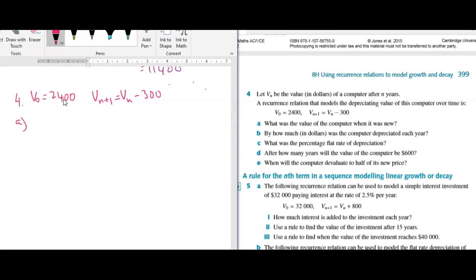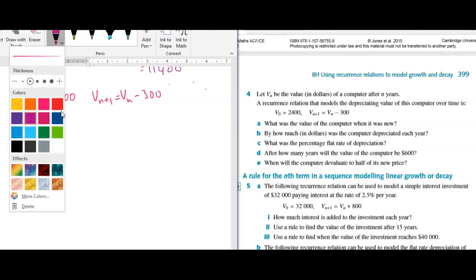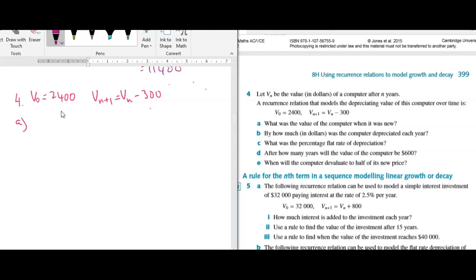So question A. What was the value of the computer when it was new? Well, I just said it, 2,400.